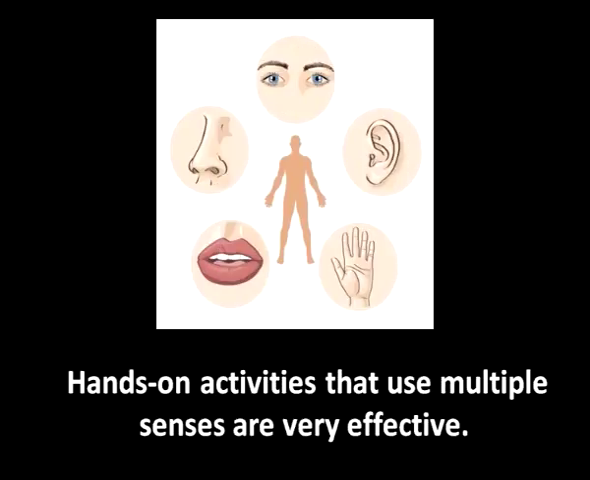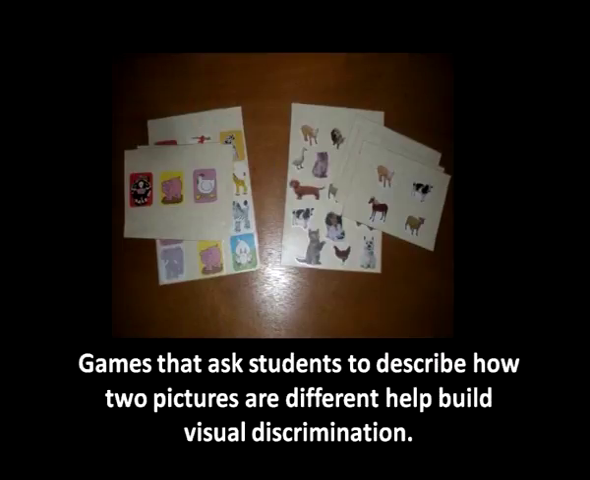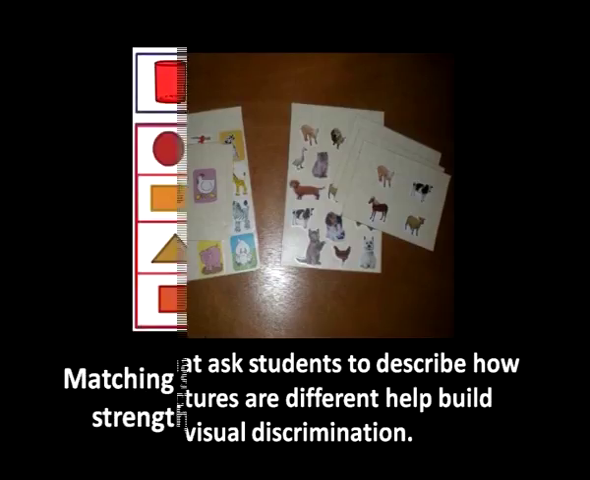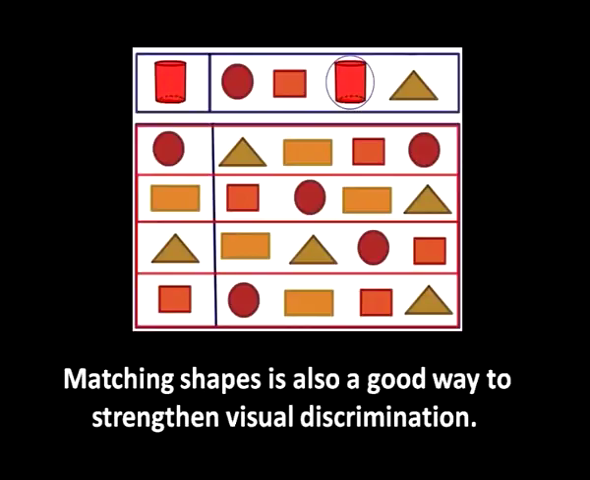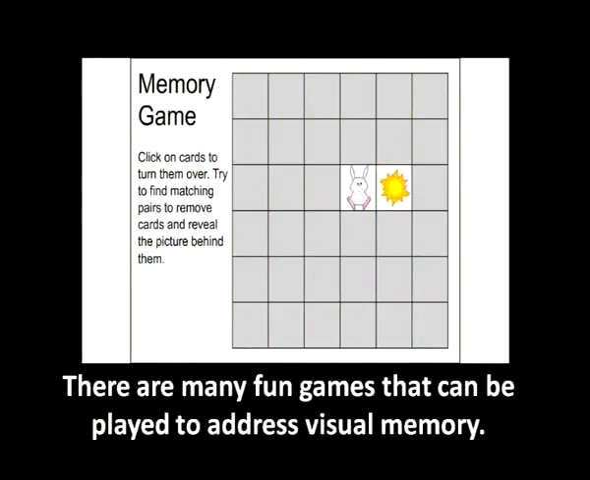Hands-on activities that use multiple senses are very effective. Games that ask students to describe how two pictures are different help build visual discrimination. Matching shapes is also a very good way to strengthen visual discrimination. Both of these games can increase in difficulty as ability increases. There are many fun games that can be played to address visual memory.